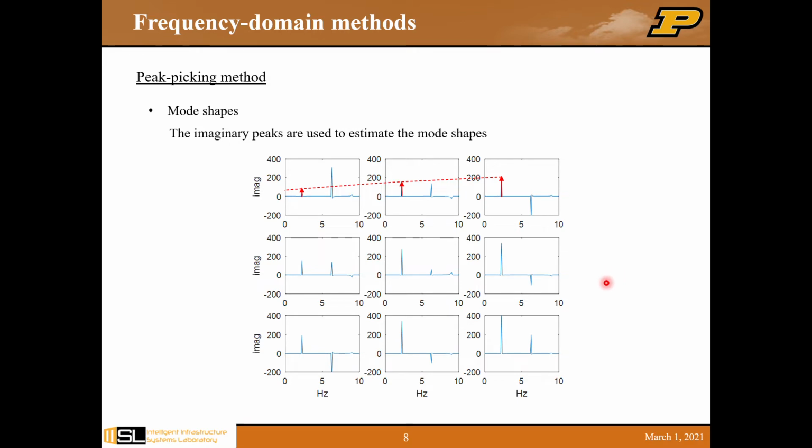The second mode, you can first find the second peak, the second resonant frequency actually, and then connect the peak values in the first row figures. Okay, and then you can obtain the second mode. You can also obtain the second mode in the second row figures and third row figures as well. Similarly, you can obtain the third mode here. Okay, so this is how we obtain the modal properties using peak-picking methods.